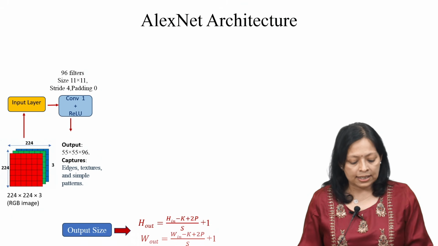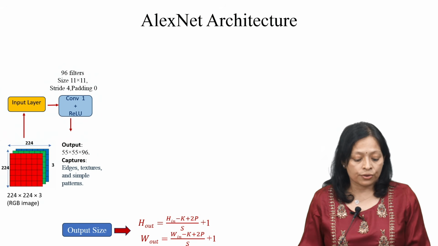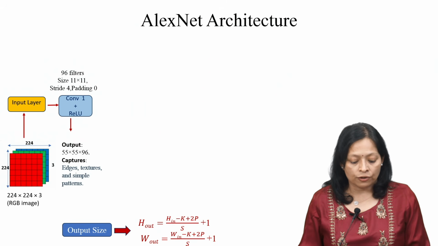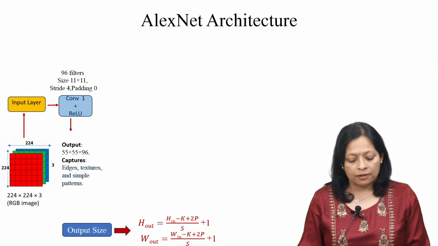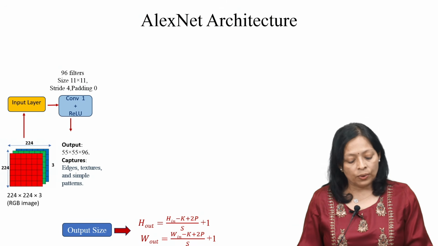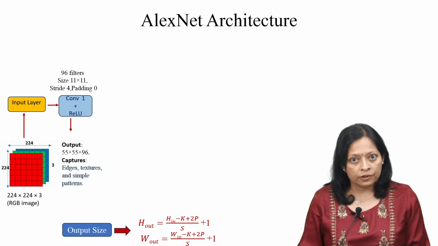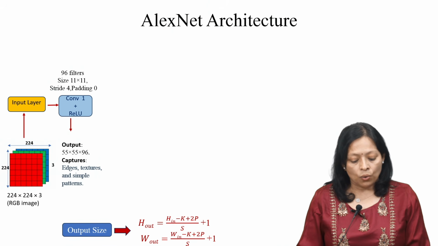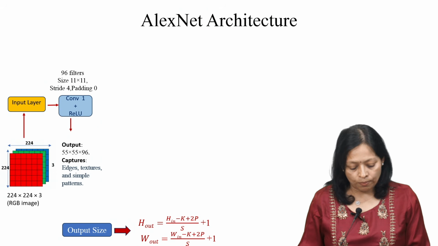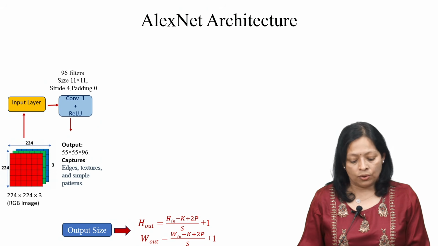We have the formulas here. You have all seen them before also. The height of the output feature map is the height of the input feature map minus the kernel size, or filter size, plus 2 times padding, divided by the stride, plus 1. Similarly, the output width of the feature map equals the input width minus kernel size plus 2 times padding, divided by stride, plus 1.